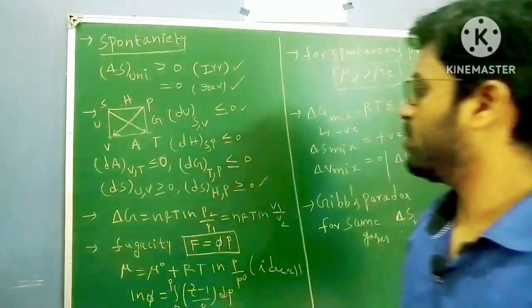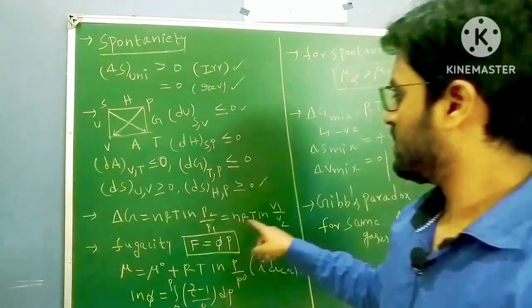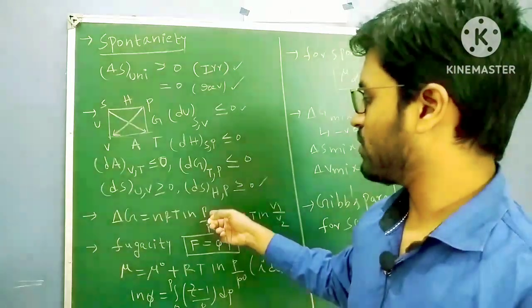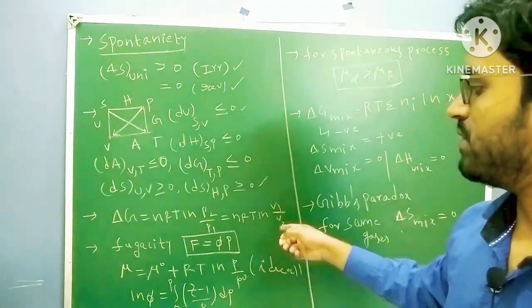Next, delta G equal to nRT ln P2 by P1, which is equal to nRT ln V1 by V2. So in terms of pressure, you have to write P2 by P1. In terms of volume, you have to write V1 by V2.